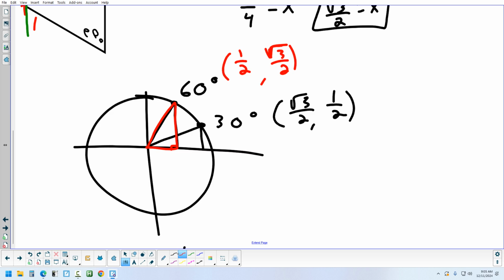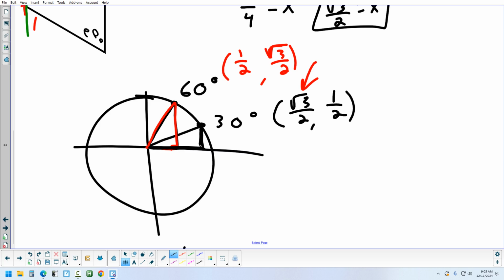1/2 as a decimal is what number? 0.5. Root 3 over 2 is 0.866. That one that I'm pointing to is a bigger number. The bigger number always goes with the long side. The smaller number goes with the short side. So this is the long side. It gets the big number. That's the short side. It gets the small number.